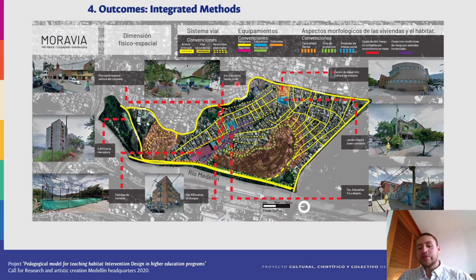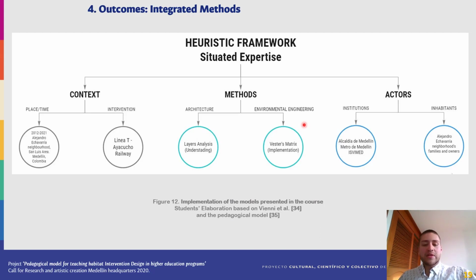So it's related with the political institutional dimension of habitat of the model. We have some equipment, like some projects with cultural services, like this Centro Cultural de Moravia, or some education institutions. And at last, we have an integrated method that is an implementation of the model explained in the course. That is the heuristic framework elaborated based on Bieni et al. Development, and is a three main dimensions framework, and it's applied to the case of the study of Ayacucho Railway.